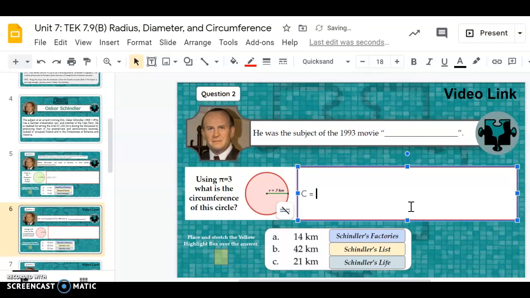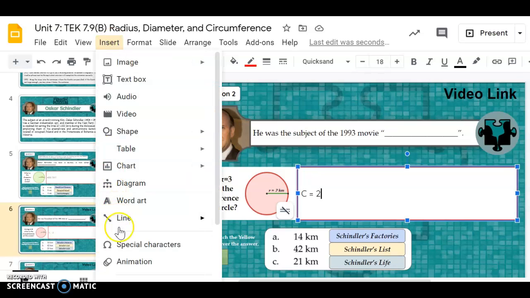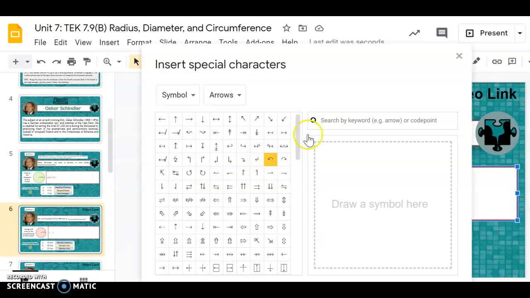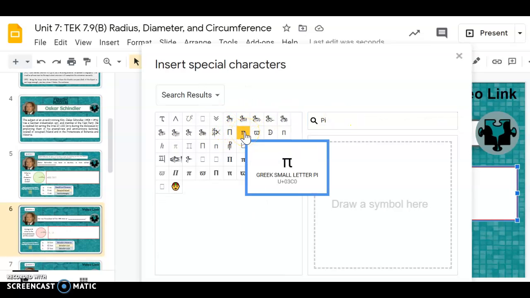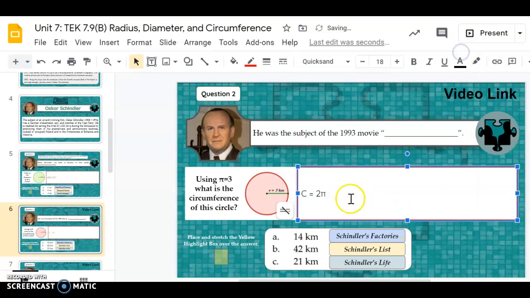So circumference equals 2 and then pi. If you go up here, you can go into Insert, Special Characters. Over here, type pi, grab your pi character right there, and it makes the pi symbol. 2 pi r, that's your formula. So I'm going to type formula so you know what we're using. So that's my formula.